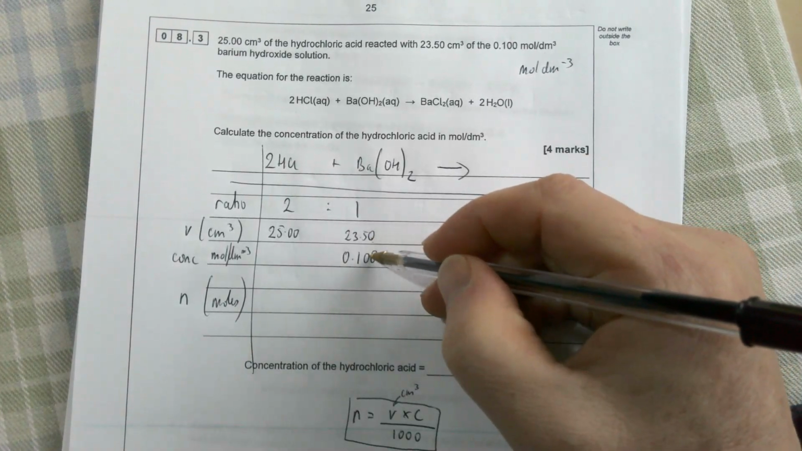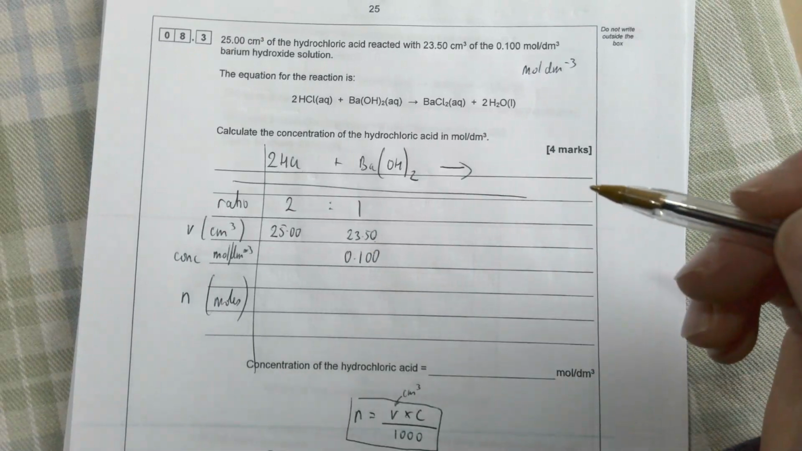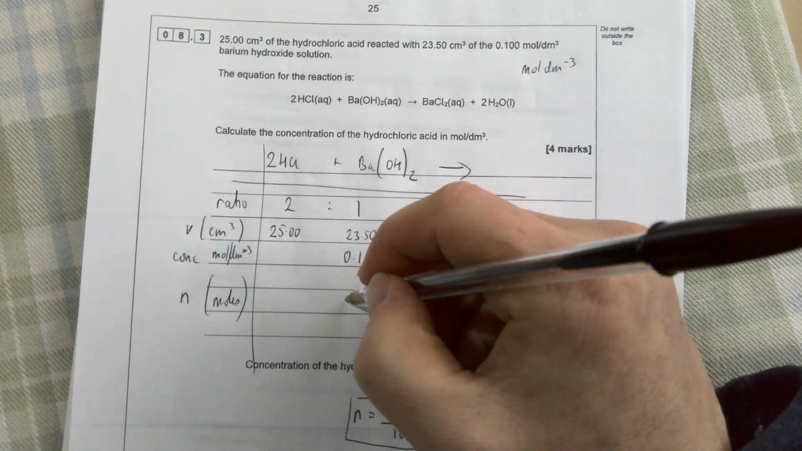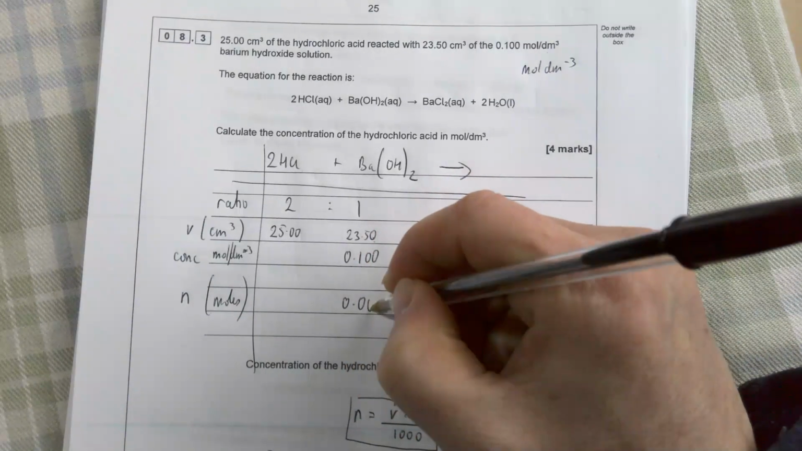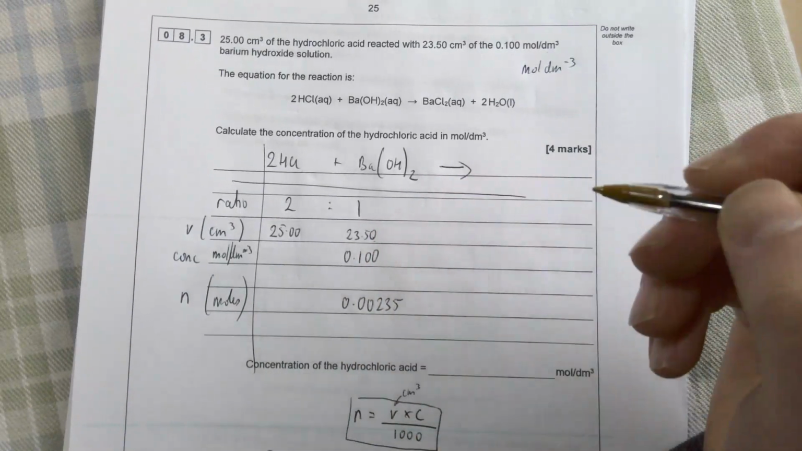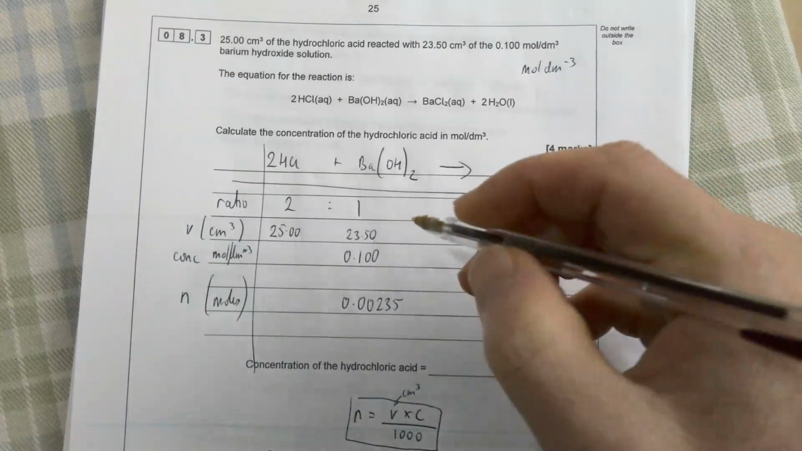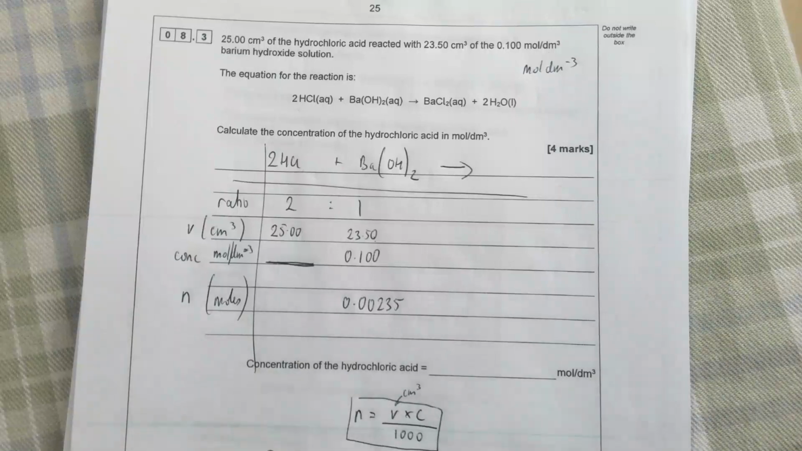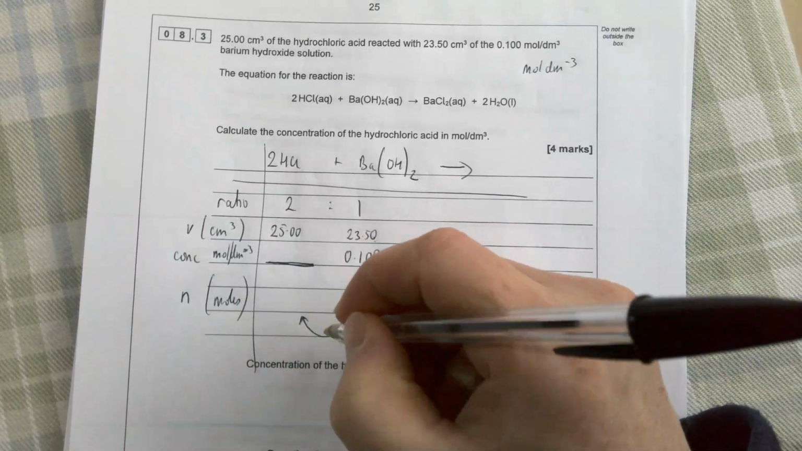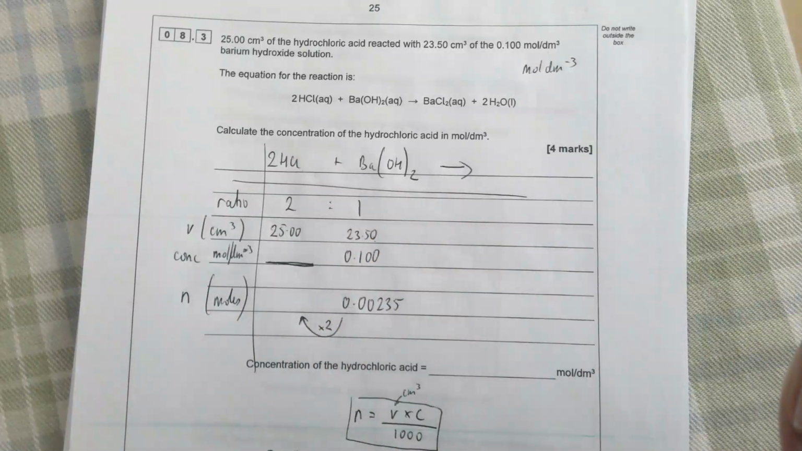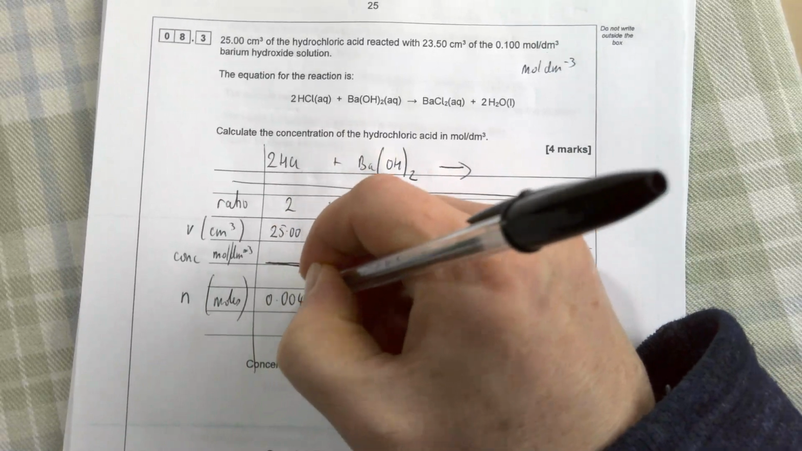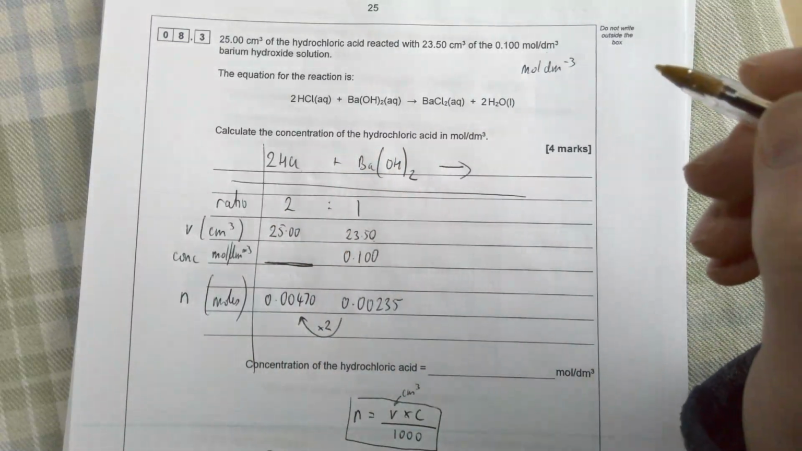So you do volume times concentration divided by 1000 to work out the number of moles of barium hydroxide, and that comes to 0.00235. We're trying to fill in this gap here. We need to use the moles to help us get there. To get there, we times by 2, because it's a 2 to 1 reacting ratio. 0.00235 times 2 is 0.00470, so we get a mark for that.